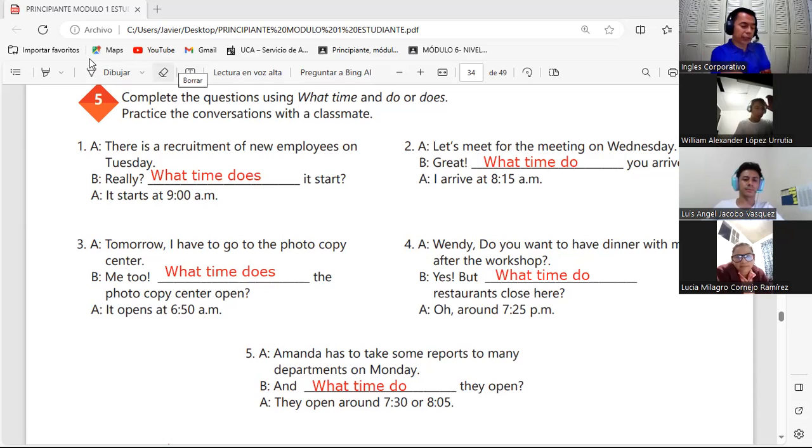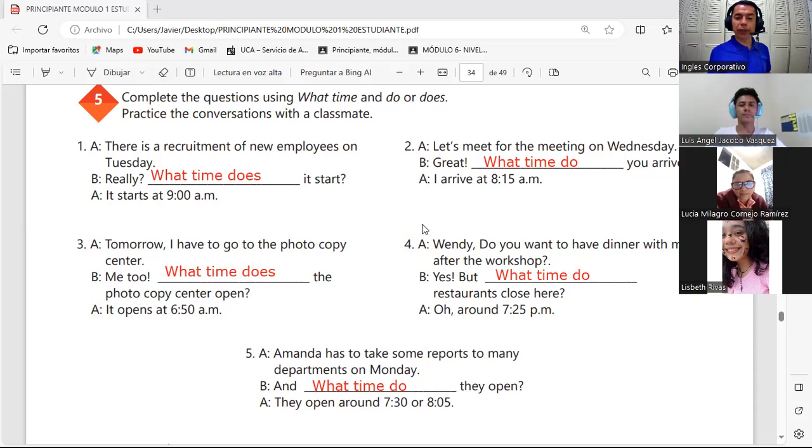Thank you very much. Conversation three, please. It's going to be Beatriz. Hello, Beatriz. Are you ready for the conversation? Okay. Beatriz, your letter A, and Karen, your letter B. The conversation says, tomorrow I have to go to the photocopy center. Me too. What time does the photocopy center open? And Beatriz finishes by saying, it opens at 6:50 a.m. Okay? Good. Beatriz A, Karen B.